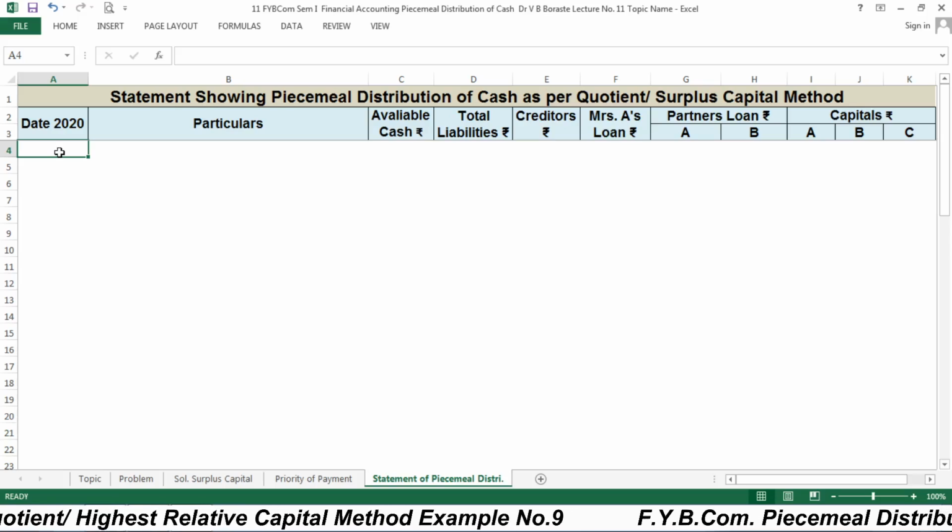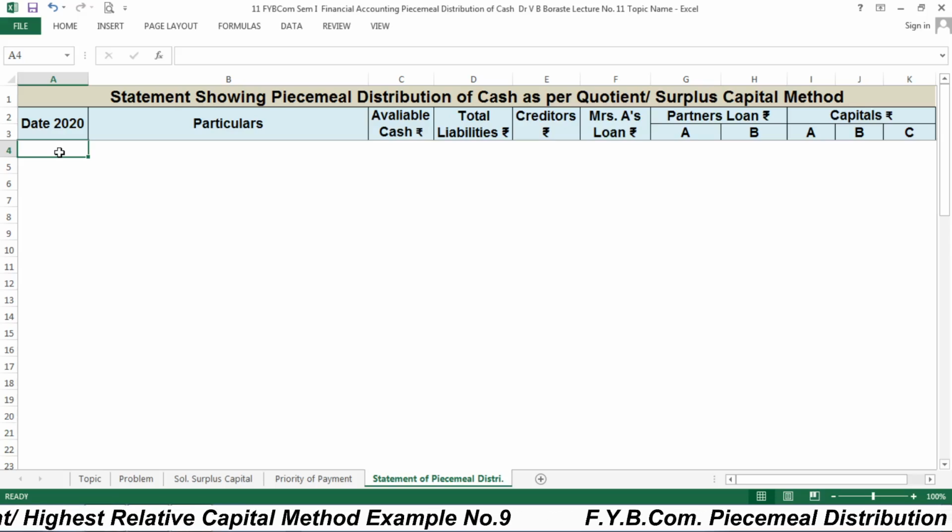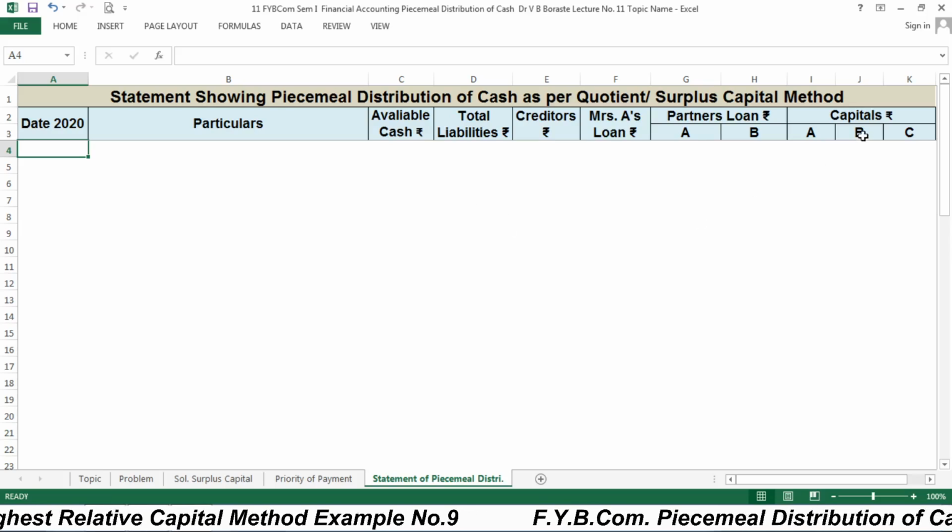When you are going to draw the columns in your notebook, keep it in mind, start the drawing from the right side.